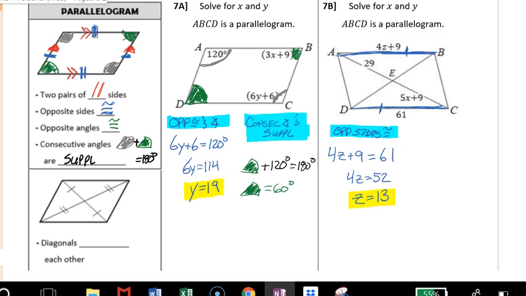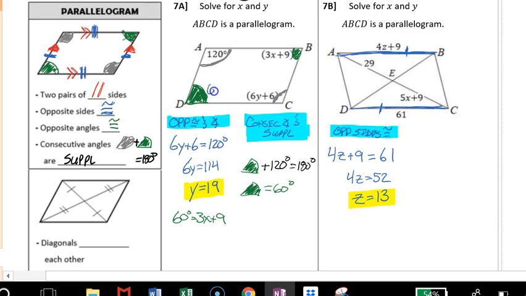Now, that is actually helpful because we now again know that opposite angles are congruent, so we can set up the relationship that 60 degrees is equal to 3x plus 9, which is angle D is equal to angle B. So solving this two-step equation gives us that x is equal to 17. So this idea of consecutive angles being supplementary helps us figure out what the value of x and y are, using the property that opposite angles are congruent.